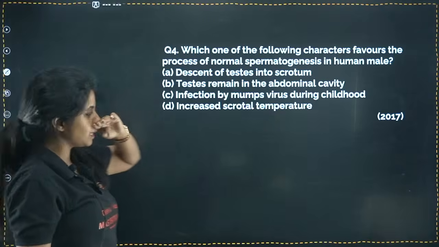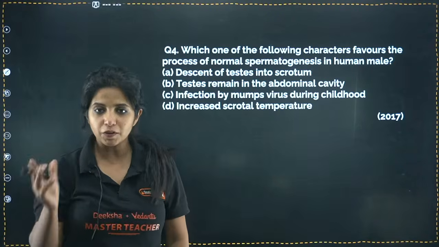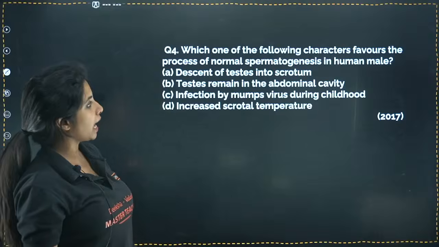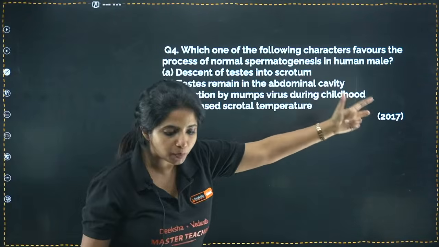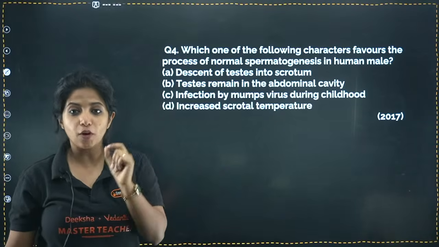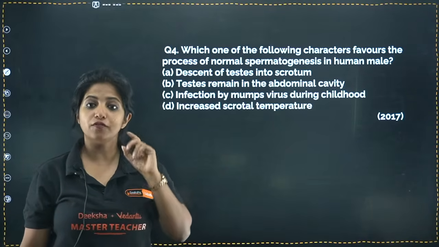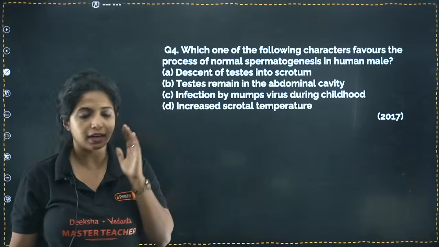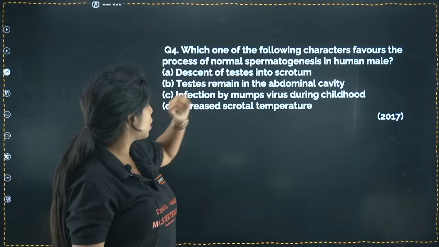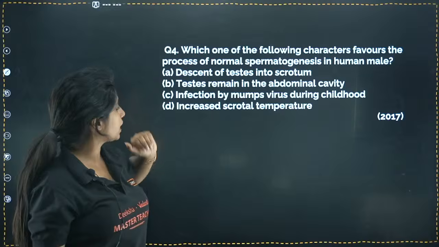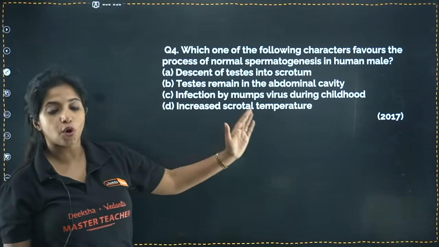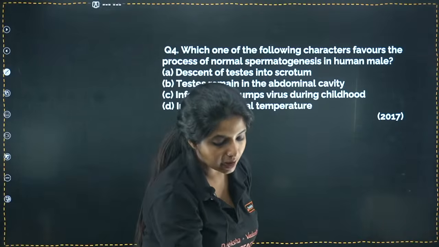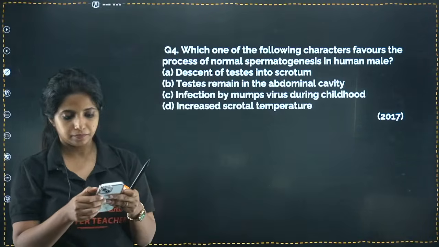Question number 4, this is basically for sexual reproduction. Which one of the following characters favors the process of normal spermatogenesis in human male? Descent of testes into the scrotum, testes remain in the abdominal cavity, infection by mumps virus during childhood, and increased scrotal temperature. What do you think is the answer for this particular question?